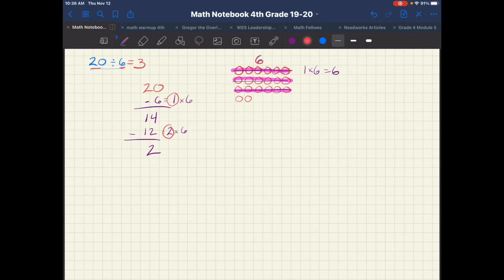Now I still have this 2 left over. The 2 left over are the remainder. So when there's some that don't get to be in a group, we can say remainder, and in this case 2. So there's 2 remaining that didn't get to be in a group. So 3 groups, that's 1, 2, 3 groups of 6, and then remainder 2. So 3 remainder 2 is your answer. Let's do one more.